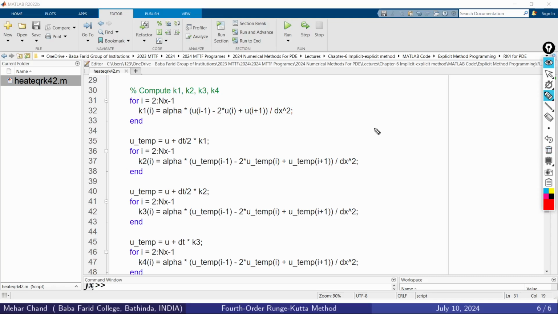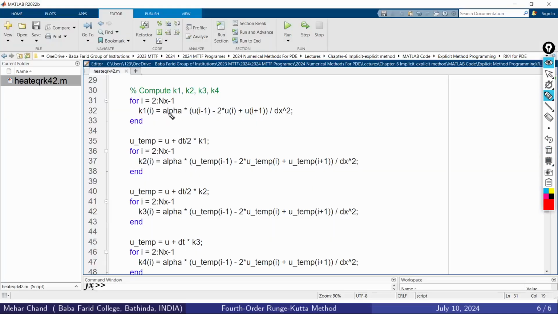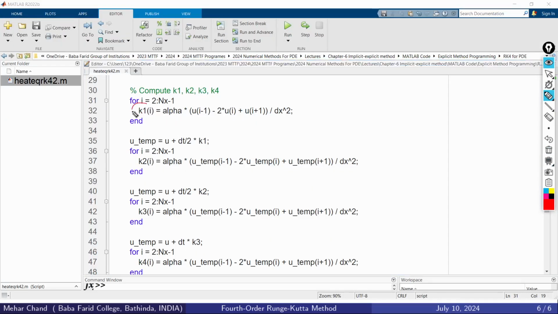So this expression is the same as we have at this place. Just compare the syntax which we are using for MATLAB. Now, after computing K1i, we have to update the temperature. The new temperature is u plus dt upon 2 into K1. Note this point very carefully, how we are using it.